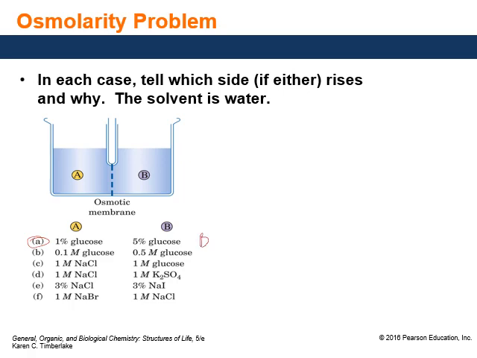In part B, basically you have glucose 0.1 on one side and 0.5 on the other. Again, it's going to go from less to high, so it's going to rise on the B side. Again, remember the water always goes from less concentrated to high concentrated.